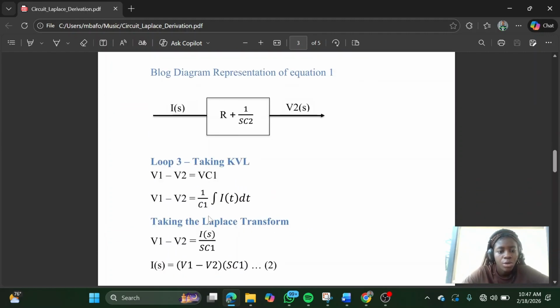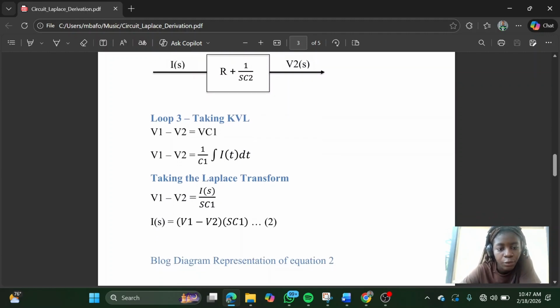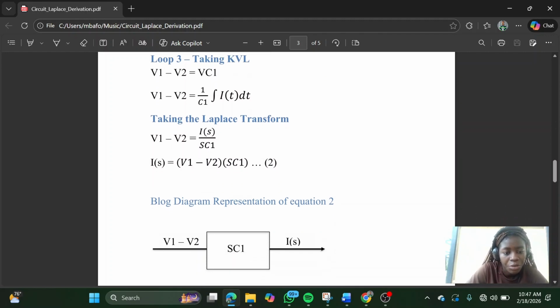So our equation is going to be V1 minus V2, which is equal to VC1. Taking KVL is going to be V1 minus V2 is equal to 1 over C1, the integral of I of t dt. So from there, we'd have to take our Laplace transform, which is going to be V1 minus V2 equal to I of S over SC1. So I of S is equal to V1 minus V2 times SC1. We got this by making I of S the subject.